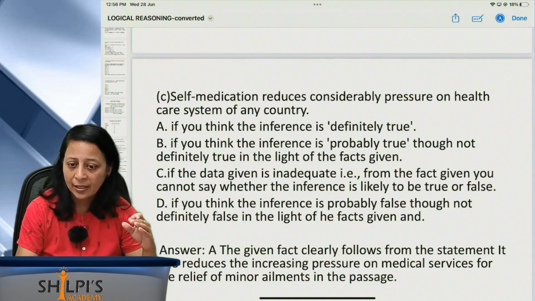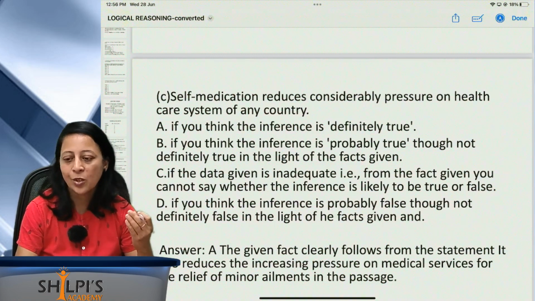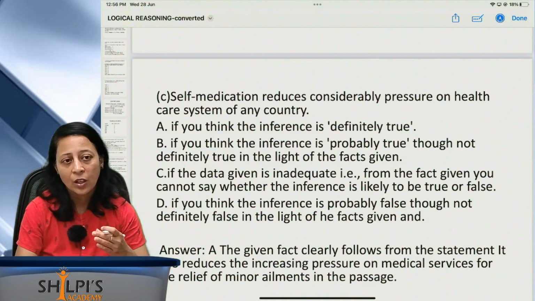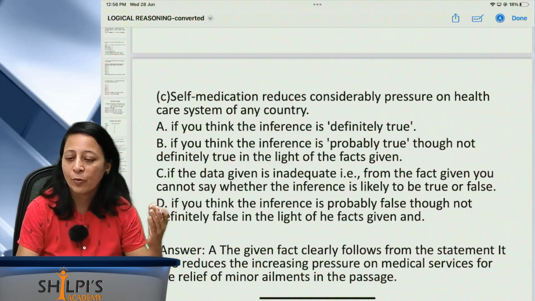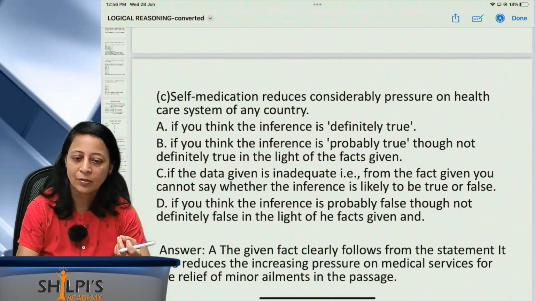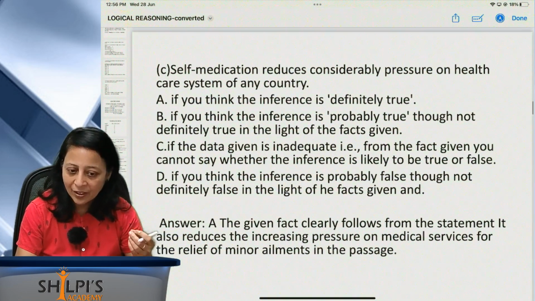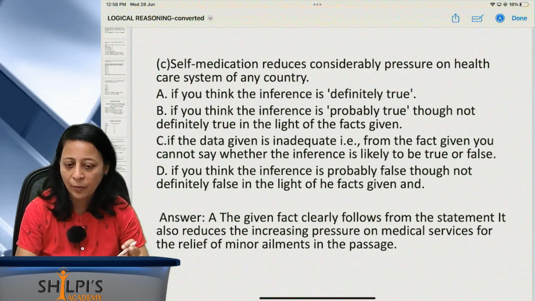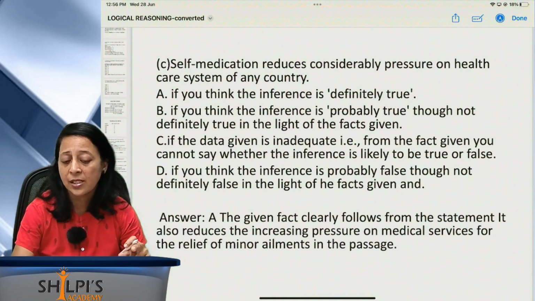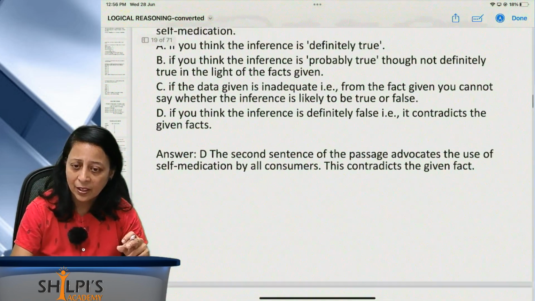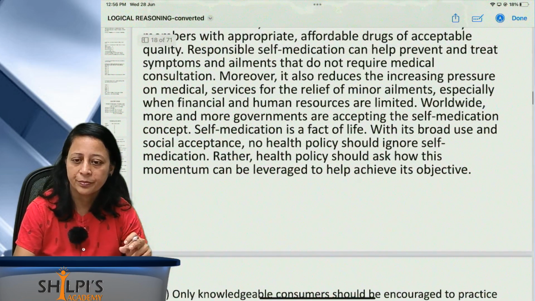Considerable pressure on the healthcare system. Of course, it's true, right? If you go just for smaller ailments, the outpatient ward will always be full. If you could do a small self-medication by yourself, then it is good. So if this has been given in the paragraph, yes, we have to tell it is definitely true. The given fact clearly follows from the statement, also reduces increasing pressure on the medical services for the relief of minor ailments, which has been given in the paragraph.